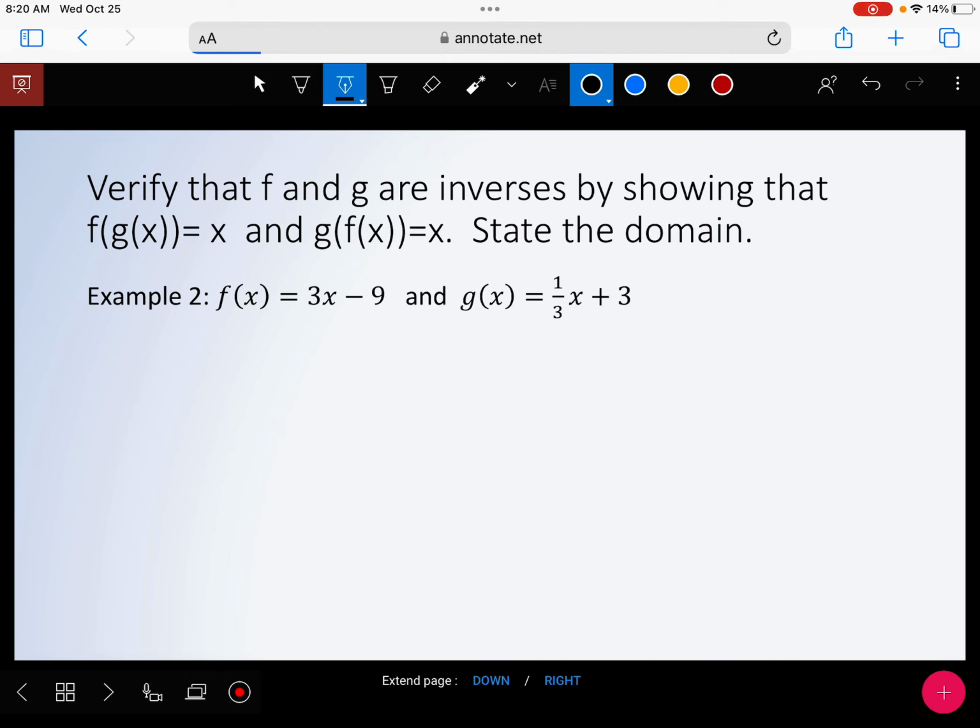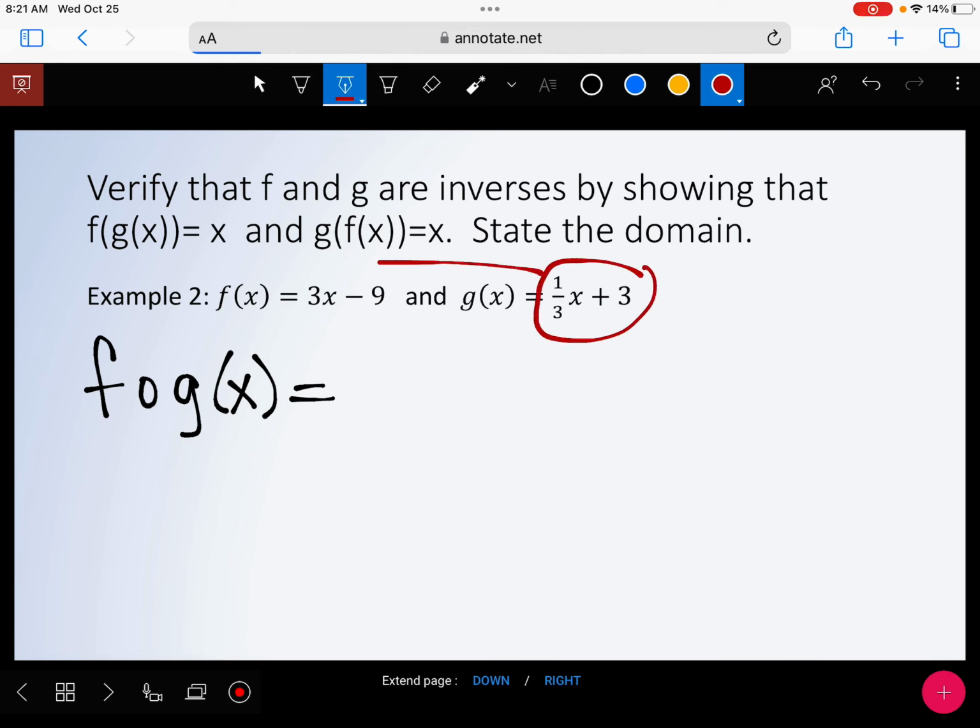So remember, to verify that it's an inverse, we need to do a composition. So let's start off by finding f of g. We're going to take this g function and put it right here. What I like to do is write the holder function, which in this case is f of x, with parentheses. So it would be 3 parentheses minus 9. Instead of x, we're putting parentheses there. Go ahead and drop that function into the parentheses.